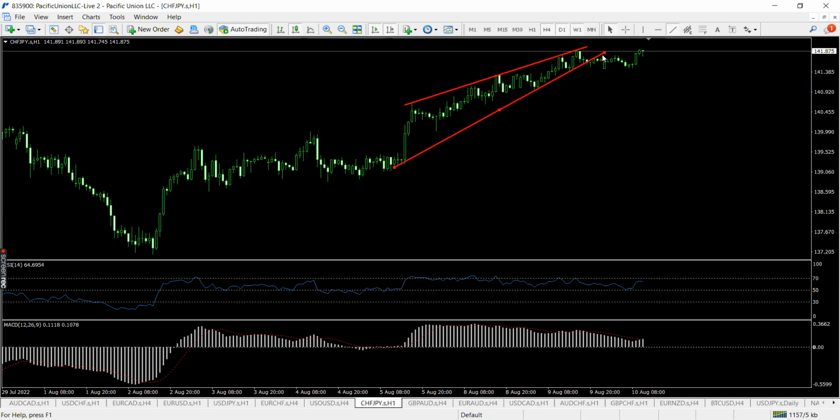So this is CHF JPY, and currently it's not giving us any direct pattern. Yes, I can cite a trend line.